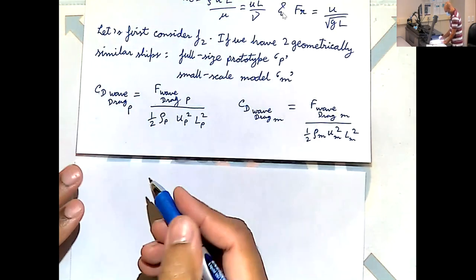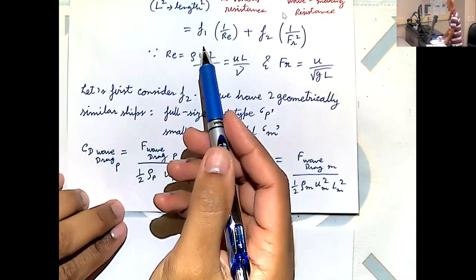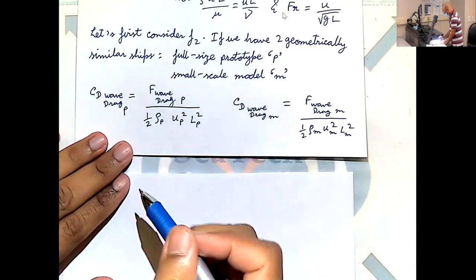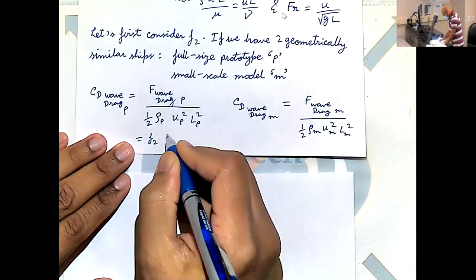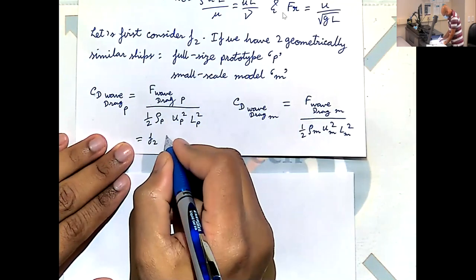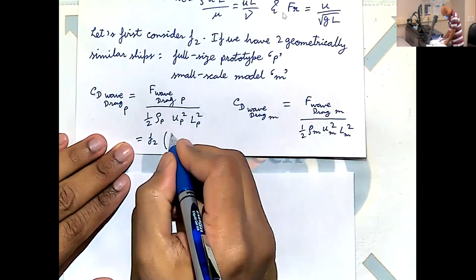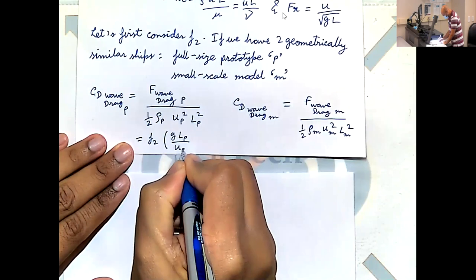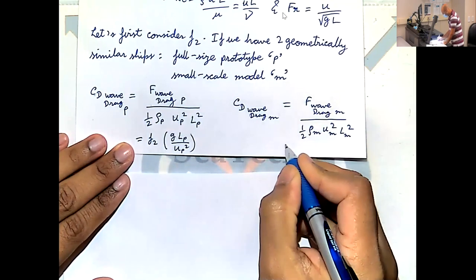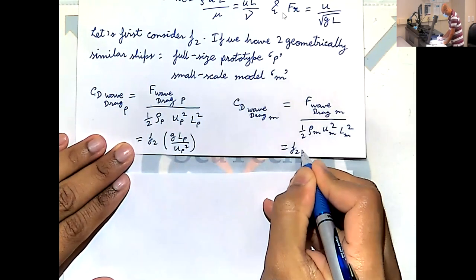Well, before we do that, I've written these as F1 and F2. So let me just write here. This is F2 of GLP over UP squared. And this thing is F2.